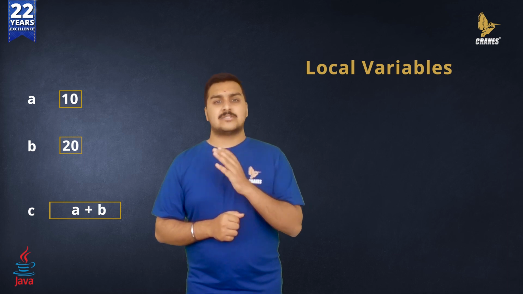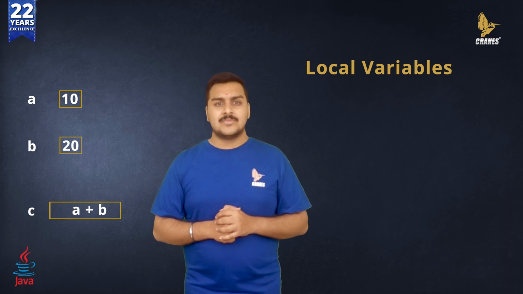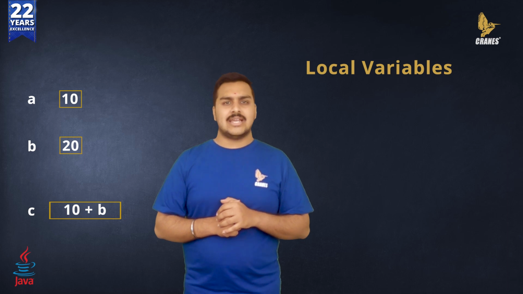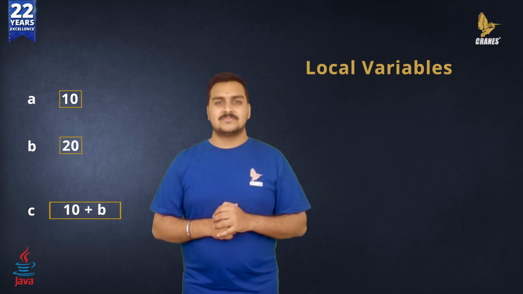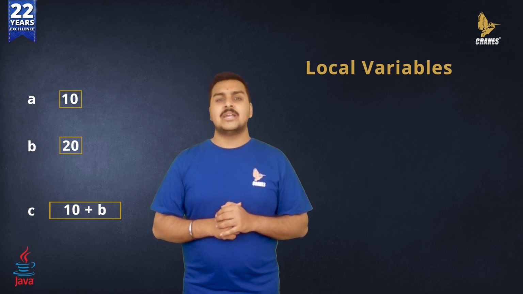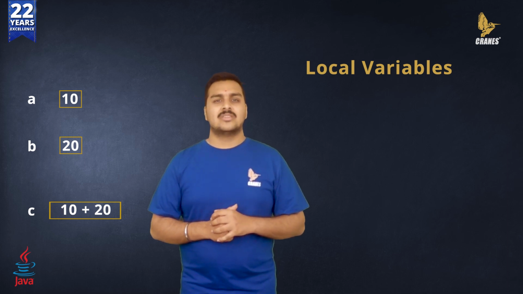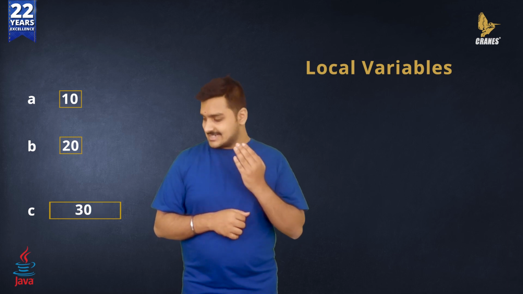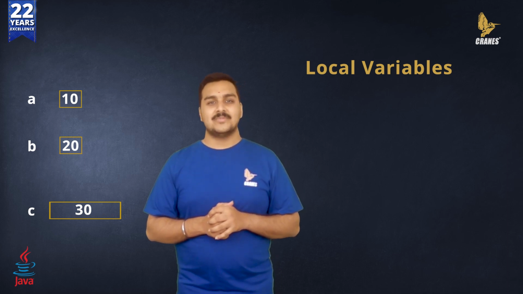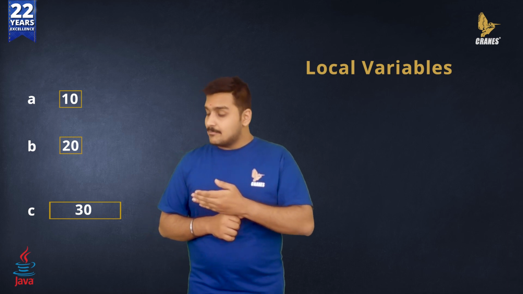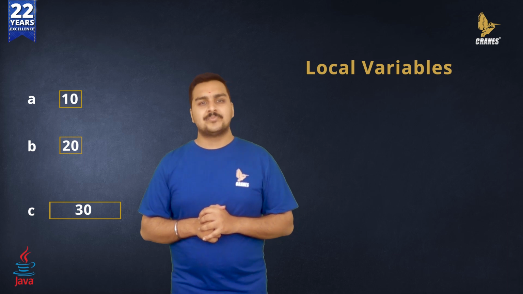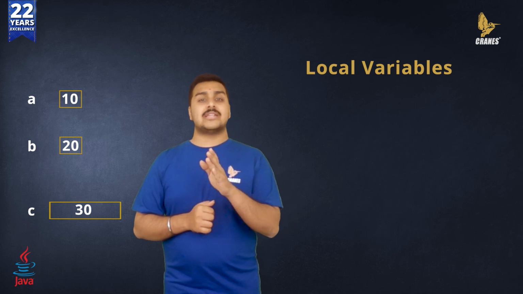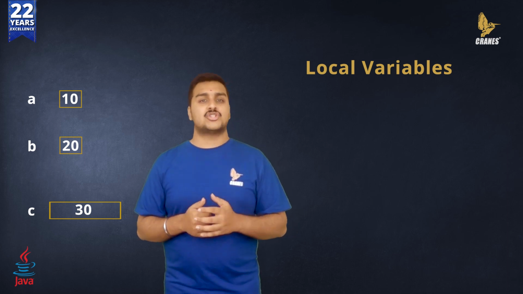Now A plus B is what you see on your screen. But what does A contain? 10. Look at that. What does B contain? 20. Look at that. Now 10 plus 20, you know the result. What is the result? That is 30. So this is the way it happens in memory. Now, if I have to represent it in terms of a program, what should I be doing?